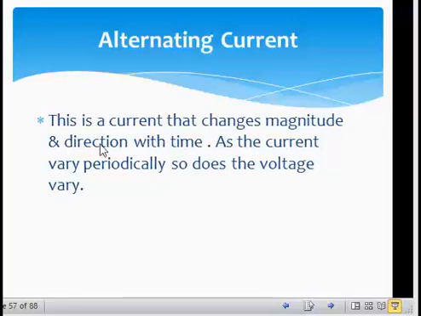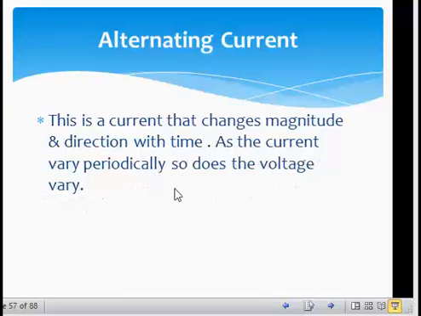Now, what is an alternating current? Alternating current is defined as a current that changes magnitude and direction with time. The magnitude is talking about the size or the quantity. So the value of the alternating current changes, and the direction of the alternating current changes as time progresses. As the current varies periodically, so does the voltage.